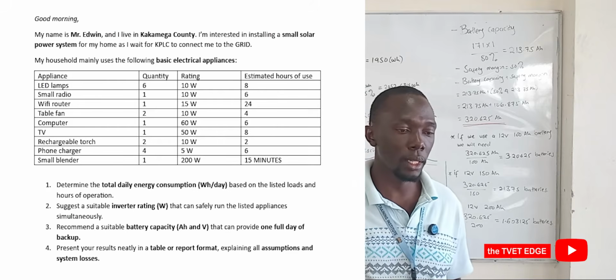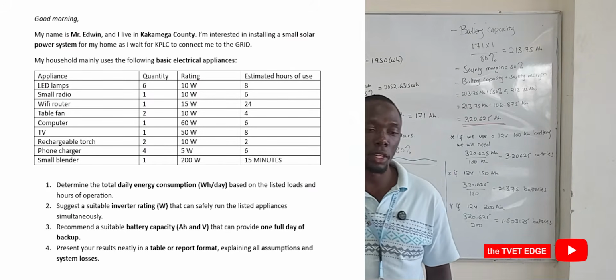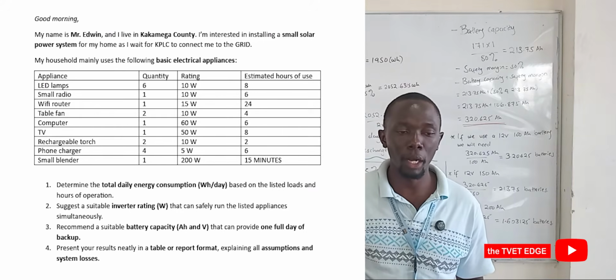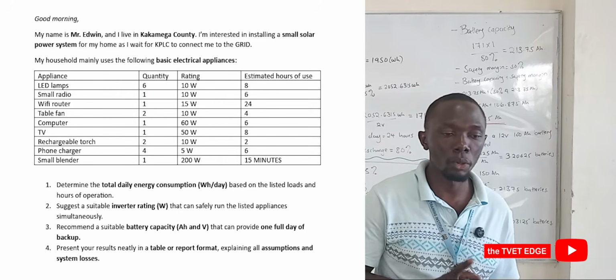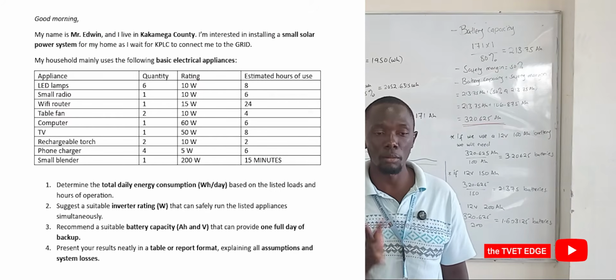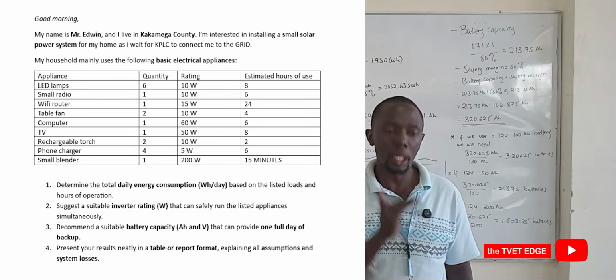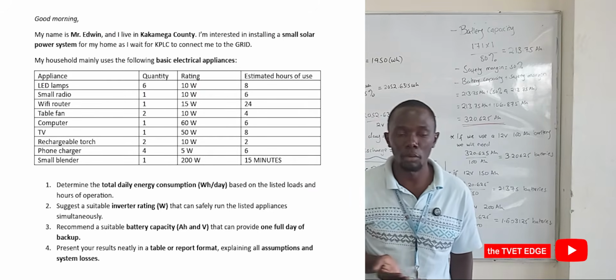But question number 3 says, recommend a suitable battery capacity, Ah and V, that can provide 1 full day of backup. 1 full day. So for the V, we will work with the 12-volt system because it's the basic system that level 4 students are supposed to learn. And it's also the most common system actually in the market.